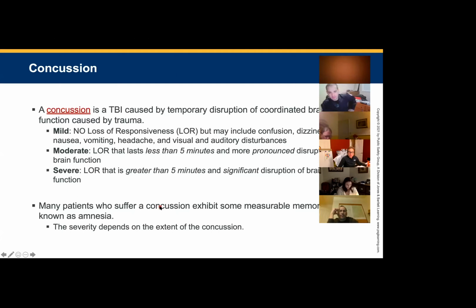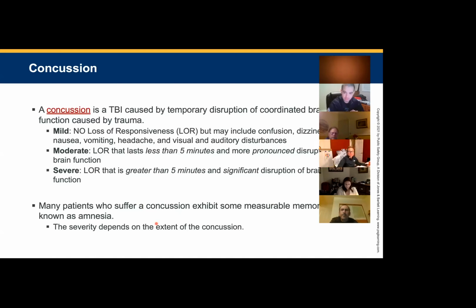Many patients who suffer a concussion exhibit some measurable memory loss known as amnesia, and the severity depends on the extent of the concussion. Now, I don't think it's in here, but if we're trying to gauge the level of concussion, what are 4 questions that we can ask a patient to gauge whether or not we suspect a concussion?